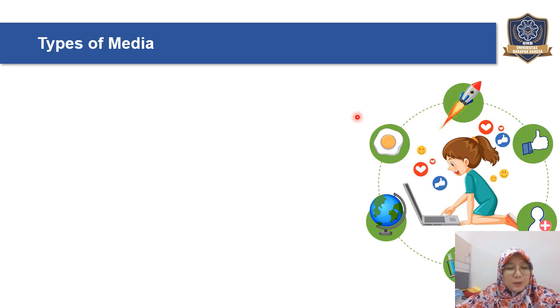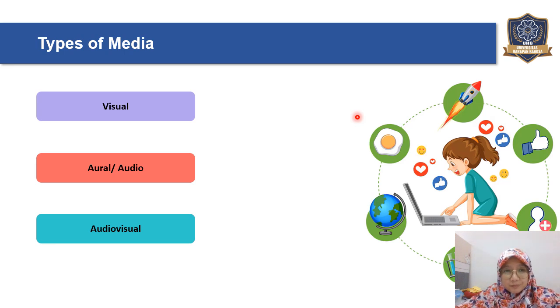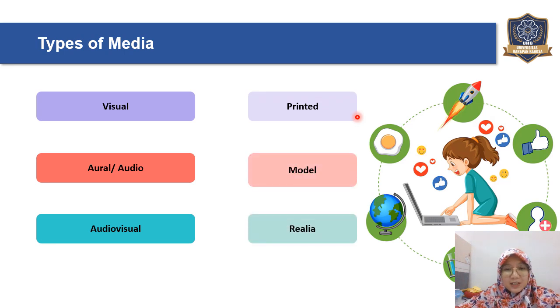Okay, next I will explain to you some types of media. The first, of course, visual media, and the second, oral or audio media, and the third, audio visual media. And the next, printed media, model, and realia. Okay, I will explain it one by one. Visual media. Visual media is the media that can be seen. Yeah, the media that can be seen.